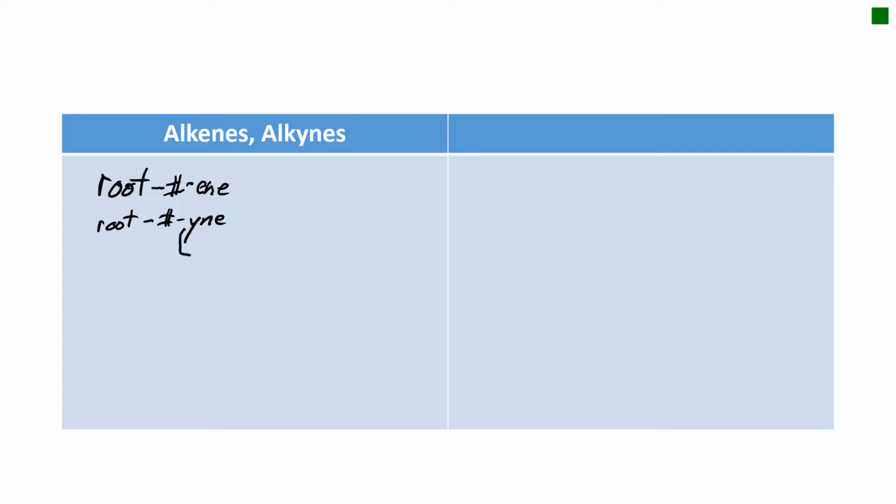And there can be prefixes in those. There can be a prefix tucked in there. And the prefix works the same as it did for the alkyl halides. You can have a dichloro, a dibromo, or you can have a diene or a triene. So you can have multiple double or triple bonds within a structure.